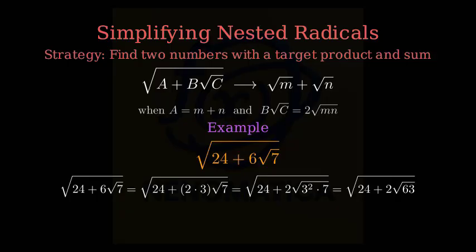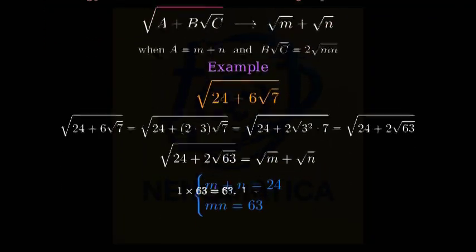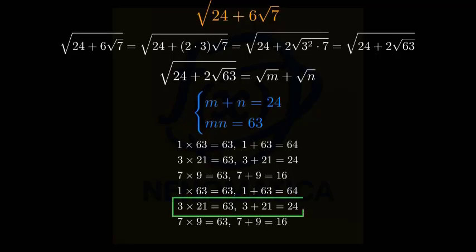Step 1. Reshape the mixed radical. So the coefficient 6 becomes the 2 from our pattern. We write 6 as 2 times 3, and then absorb the 3 into the radical as root 3 squared. This turns 6 root 7 into 2 times root of 63. Step 2. Assume the expression equals square root m plus square root n. Squaring both sides gives m plus n equals 24, and mn equals 63.